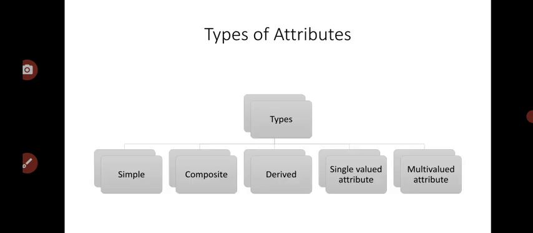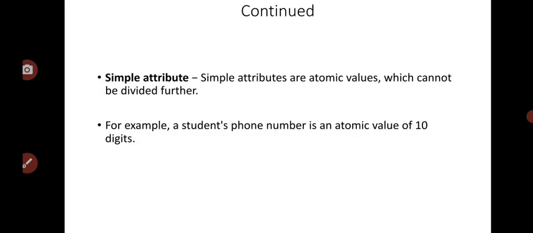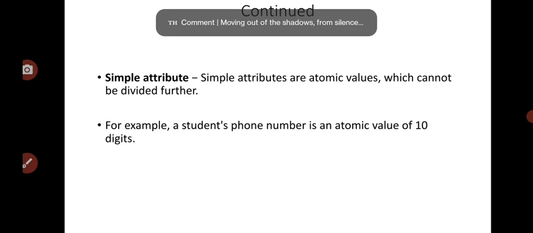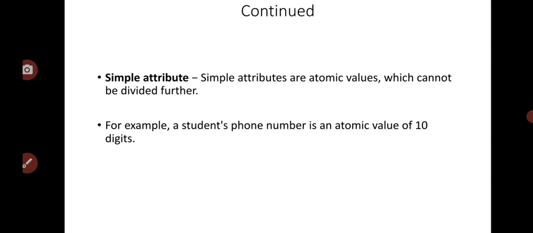Types of attributes. The attributes are further classified into several types: simple attribute, composite attribute, derived attribute, single valued attribute and multi-valued attribute. We will learn each one by one in this session. Simple attributes are atomic values which cannot be derived or divided further. Such attributes are called simple attributes. For example, a student phone number is an atomic value of 10 digits.